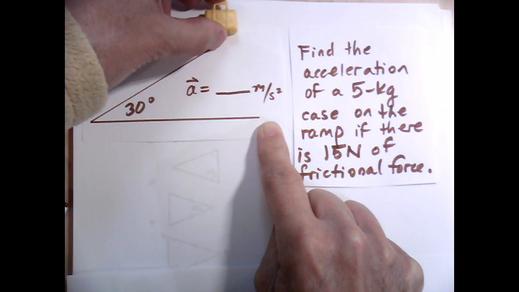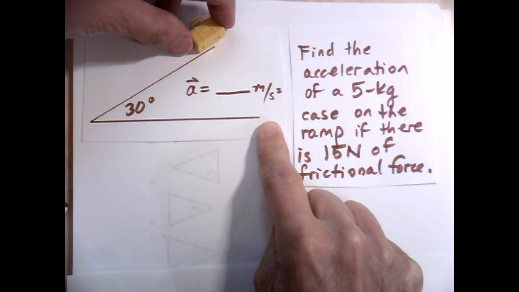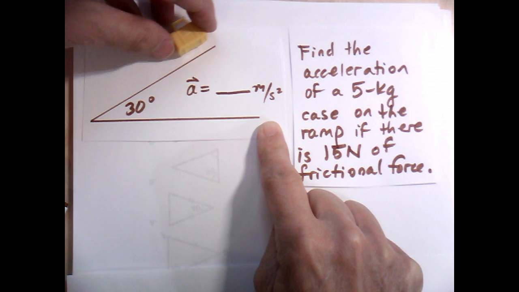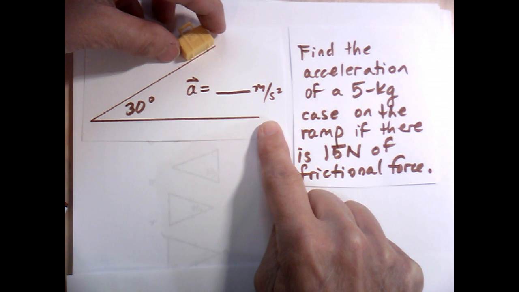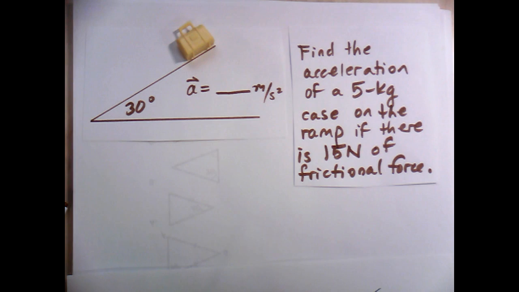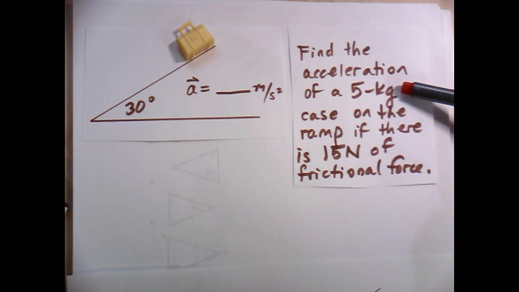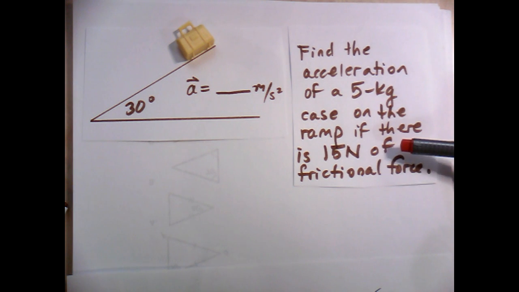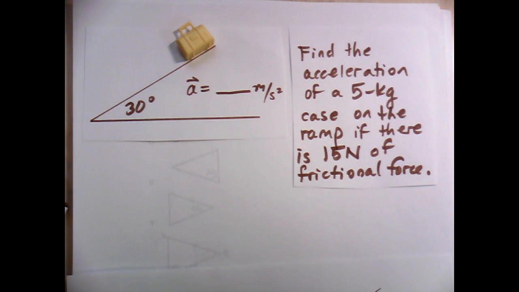That'd be the magnitude. But it's not going to fall straight down, it's going to slide down the ramp, and we're asked to figure out what that acceleration would be if it doesn't go straight down but goes down at that angle. We're given a couple pieces of information here. We're given its mass, so 5 kilograms, and we're also given that there's a frictional force that the suitcase is subjected to by the surface of the ramp, and that frictional force is 15 newtons.